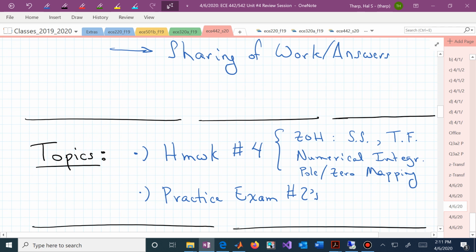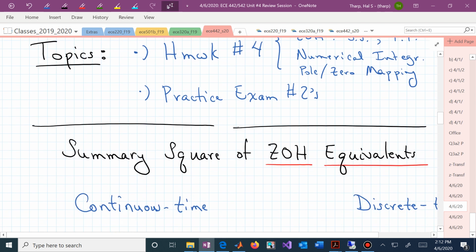The topics are homework number 4. Homework 4 dealt with zero-order hold equivalents in both state space and transform expressions. You need to be able to do numerical integration strategies: forward, backward, trapezoidal. Trapezoidal is called many different things, either Tustin or bilinear, and pole zero mapping. And for more practice, you should be able to use the old practice exam number 2s and find the appropriate problems dealing with Unit 4 material.